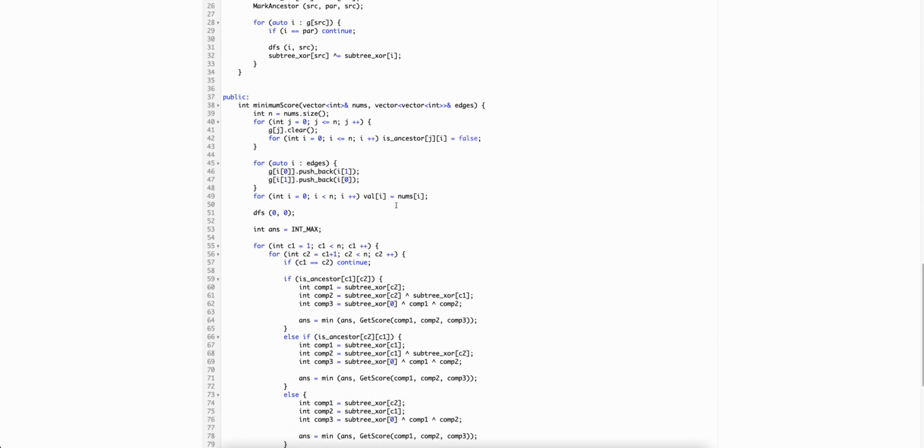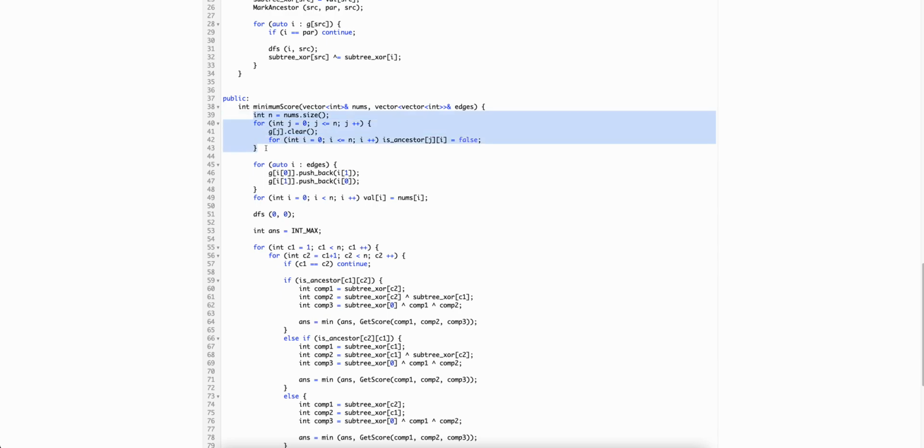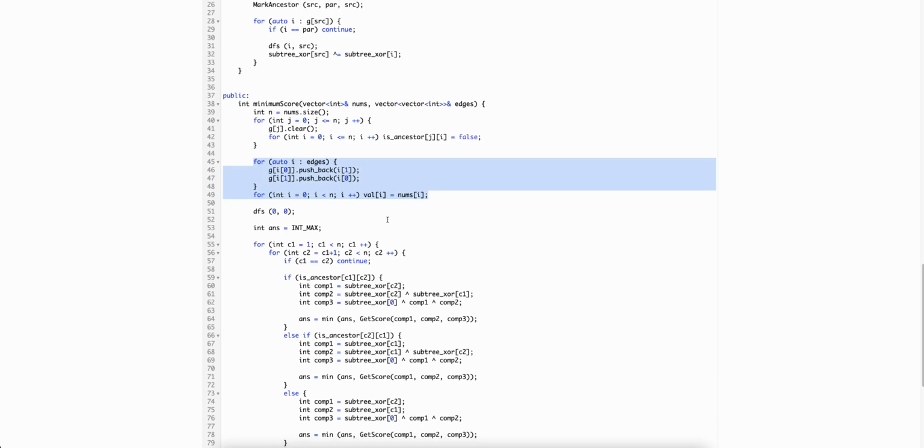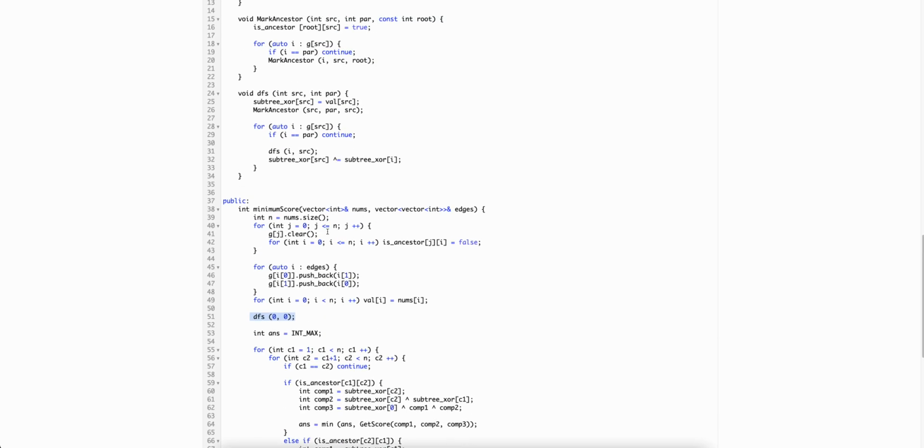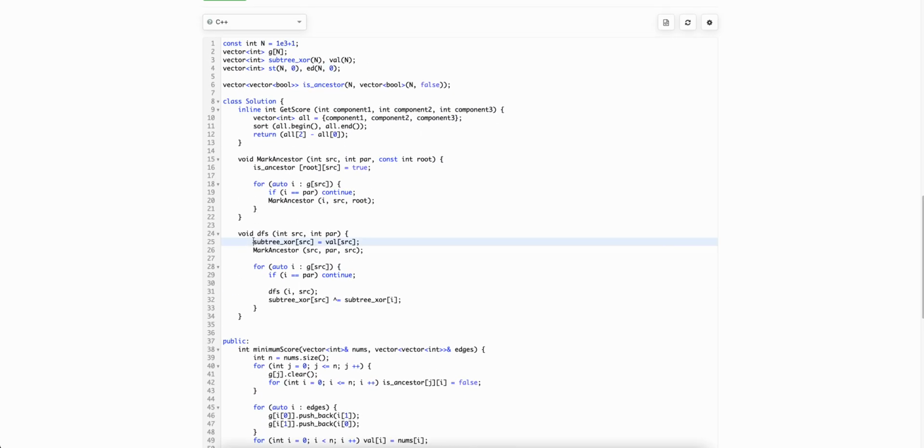So as discussed, this is like the initialization part. I have kept this G and its ancestor array as a global array, so that's where we are initializing it again. We prepare the graph and prepare the values array. Once we have this, we do a DFS, and let's look at the DFS. The DFS is exactly similar to what we have just discussed. Subtree XOR is initialized with the current value, and then we are iterating over each child and just XORing it with the XOR of that particular subtree.